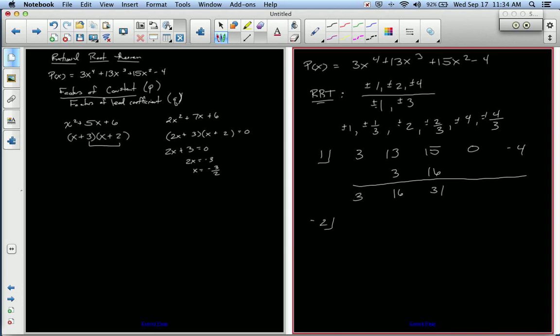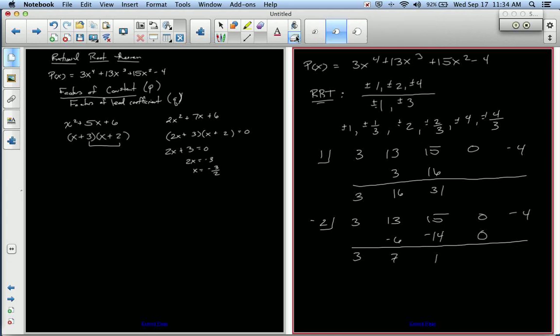I'm going to cheat here. I know that negative 2 is a rational root. From there, we'll be able to do more stuff. So 3, negative 6, 7, negative 14, 1, negative 2. Sorry about that, getting a little ahead of myself. Multiply, add, multiply, add. At this point, I've now broken it down to a cubic polynomial.